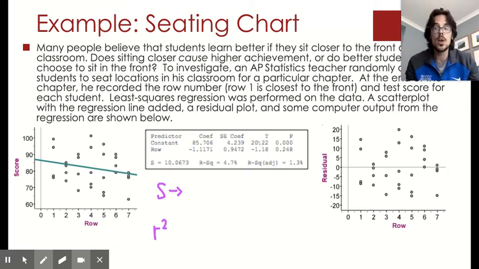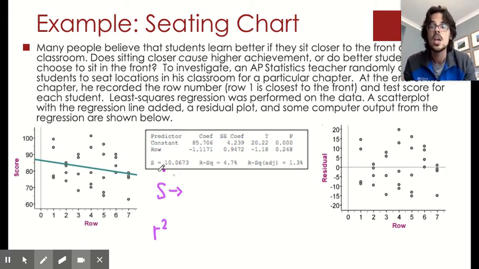So basically, when we use row to predict score, or when we predict score based on the row that you sit in, we can expect that our predictions from the LSRL will be off by about 10.06 points. That's a pretty big amount to be off by when you're making a prediction, okay? Our predictions are going to be off by over 10 on average because our line just isn't doing that good of a job.